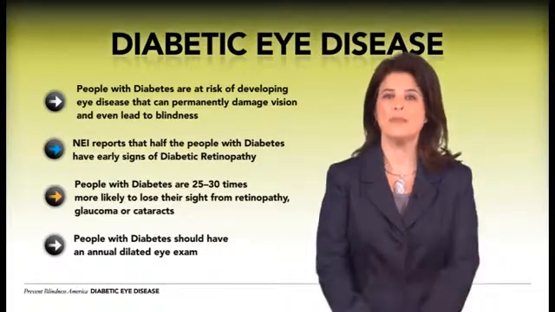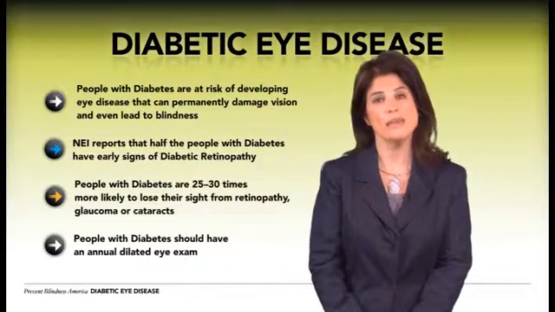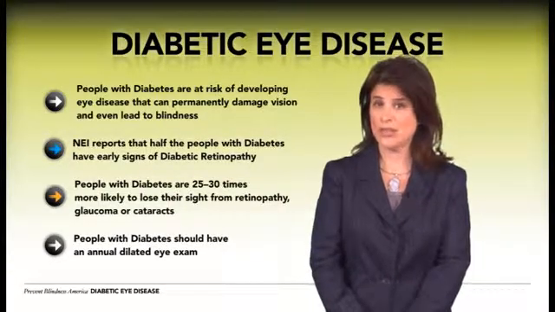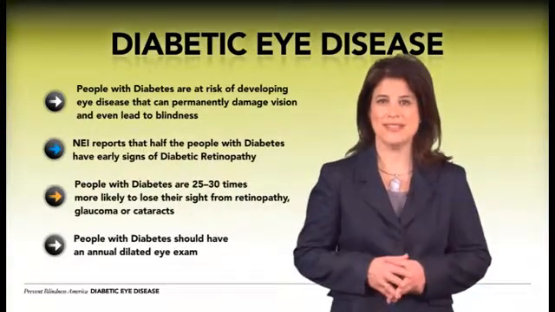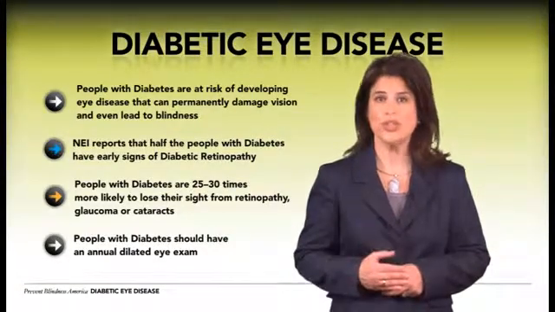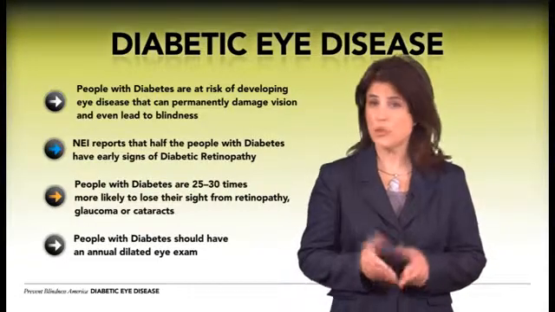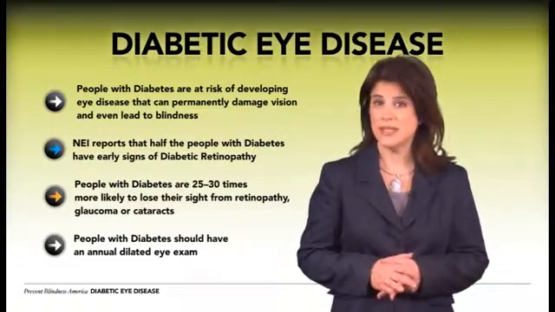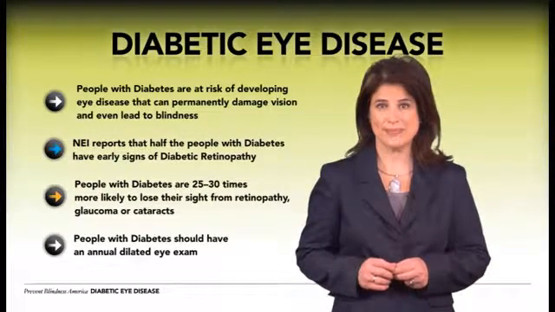Compared with the general population, people with diabetes are 25 to 30 times more likely to lose their sight from retinopathy, cataracts, or glaucoma. Because of the high risk for eye disease, all people with diabetes aged 30 and older should receive an annual dilated eye exam. For people younger than 30, an annual dilated exam is recommended after they have had diabetes for 5 years.